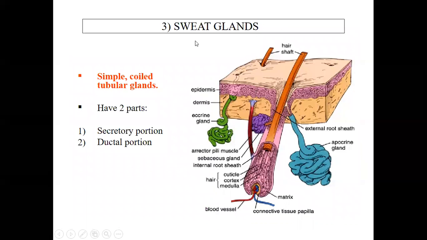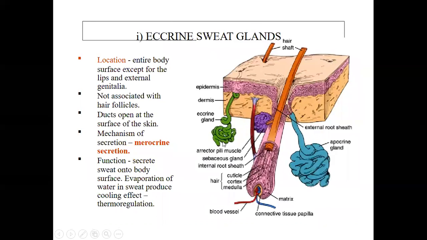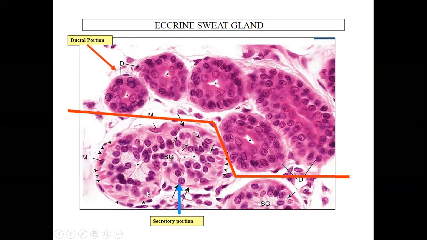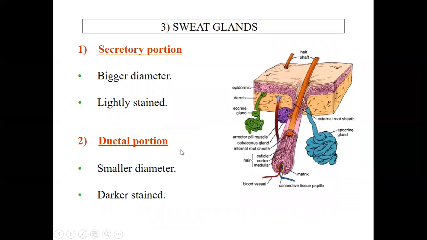Now we're going to proceed with the sweat gland. The sweat gland is a simple coiled tubular gland. It has two parts, the secretory portion and the ductal portion. The secretory portion is bigger in diameter and lightly stained. The ductal portion is smaller in diameter and darker stained. If you see here, this is the secretory portion, lightly stained. The ductal portion here has a darker stain. Here is larger, here is smaller in diameter.